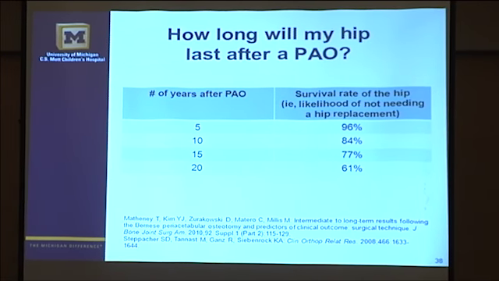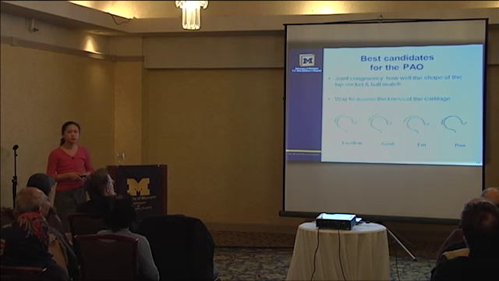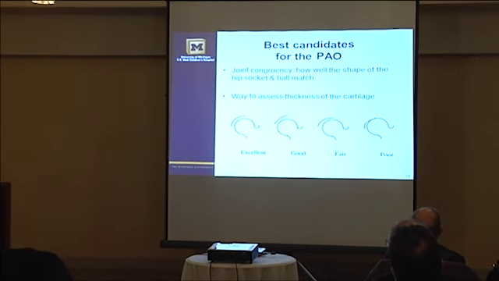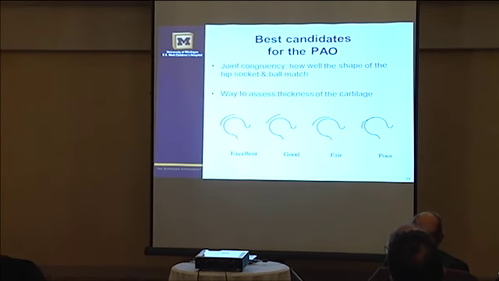So who are the best candidates for a PAO? Before we go into that, I think it would be good for us to understand the term joint congruency. Joint congruency is how well the shape of the hip socket and the ball match, and it's a way for us to assess the thickness of the cartilage.